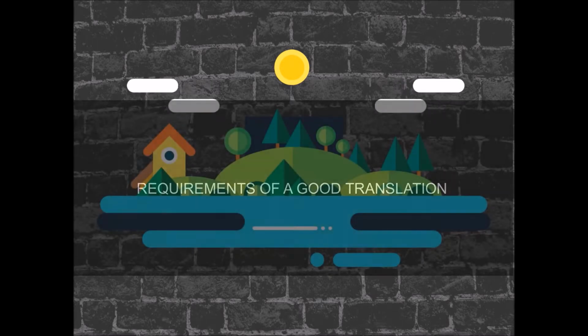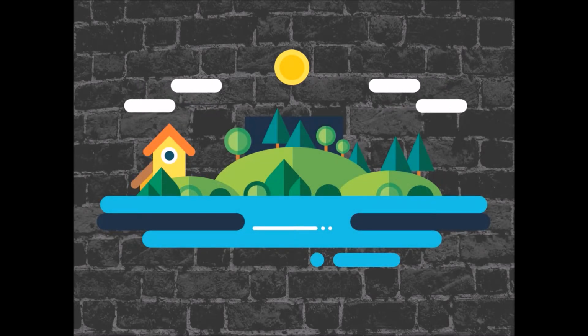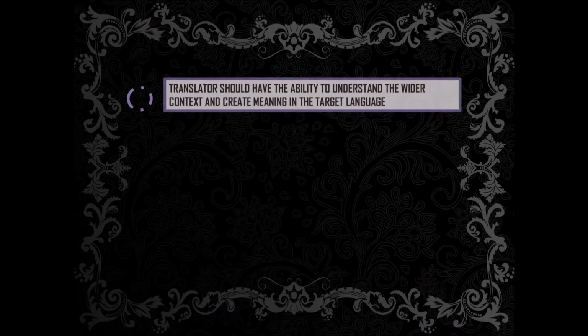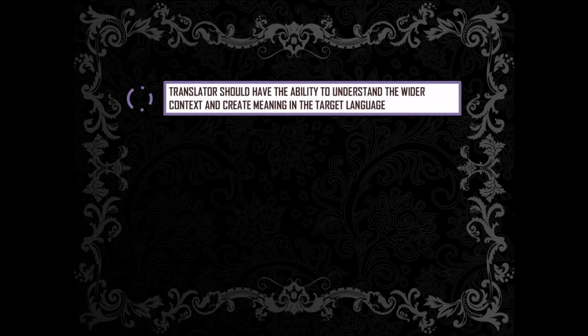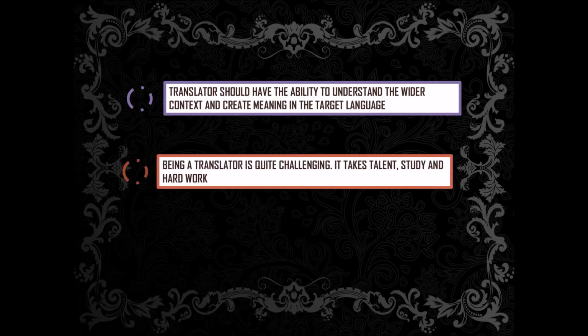Hi, I'm Adayuni, and now we are talking about the requirements of good translation. A translator is not only required to possess or master two or more languages. There are many skills and requirements a translator should have, namely the ability to understand the wider context and create meaning in the target language.